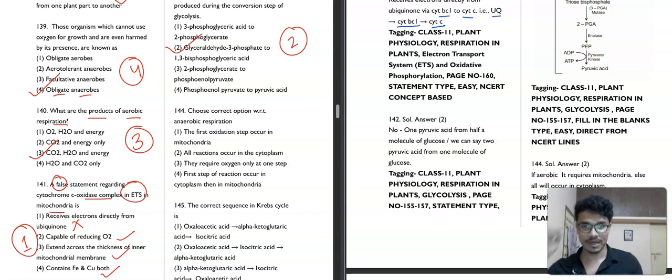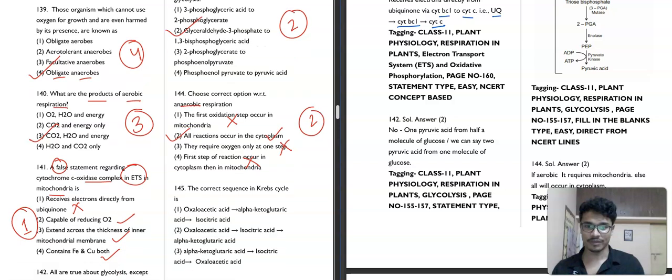Then moving towards the next question, question number 144. It is saying, choose the correct option with respect to anaerobic respiration. The first oxidation step occurs in mitochondria? No, it doesn't occur in mitochondria. All reactions occur in cytoplasm. Yes, all reactions occur in cytoplasm. If aerobic, then it requires mitochondria, otherwise it occurs in cytoplasm. They require oxygen only at one step? How, when it is anaerobic, why would it require oxygen? First step of reaction occurs in cytoplasm? No, all of it, anaerobic means cytoplasm, obviously. The second option is the correct answer.